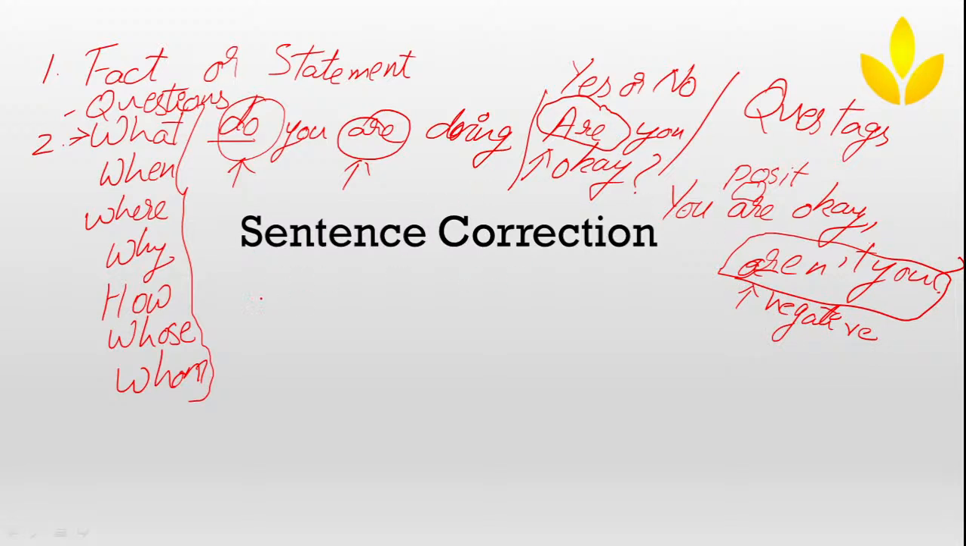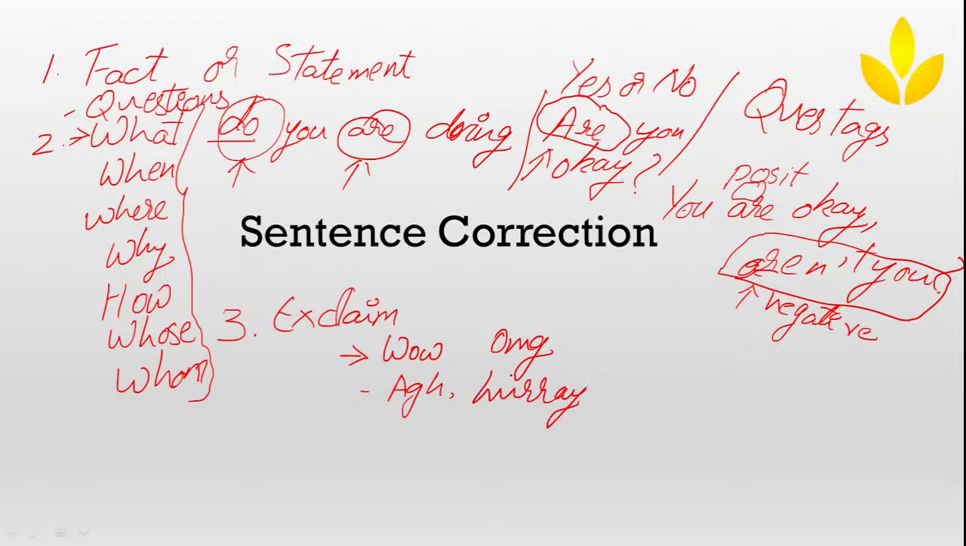The third type is called exclamation. These are words that give you some kind of expression. For example, wow, ah, oh my god, hooray. These kinds of words do not have a particular meaning, but they express feelings.